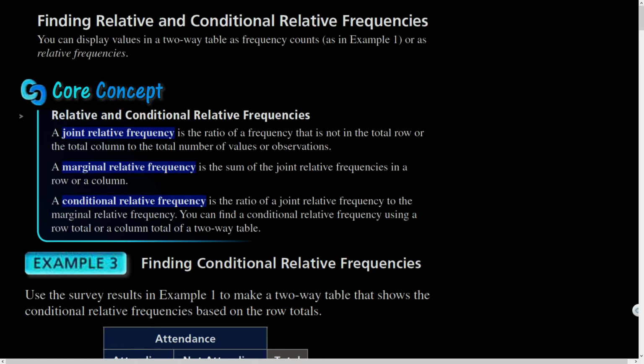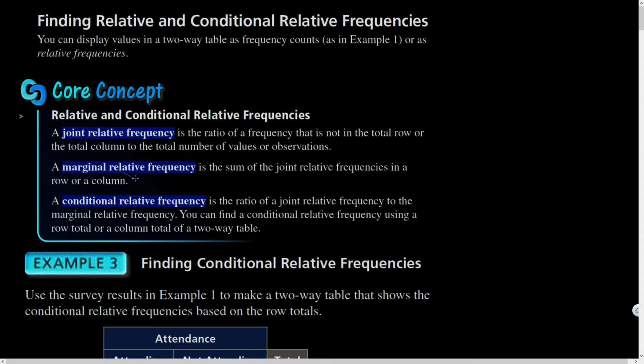Algebra 2.10.03, two-way tables and probability. And so today we're hitting the third type of relative frequency, which is conditional relative frequency. And that is the ratio of a joint relative frequency, and so I'm going to need to use this piece here, to the marginal relative frequency.